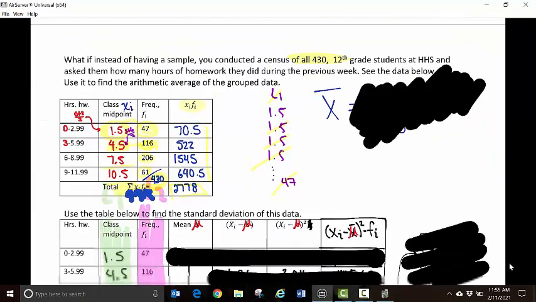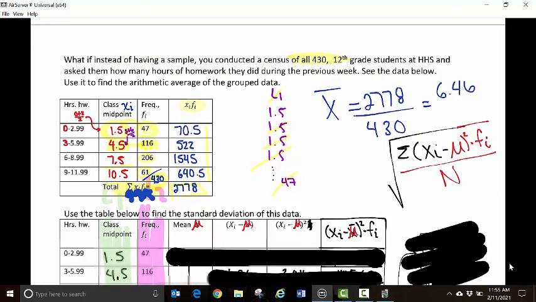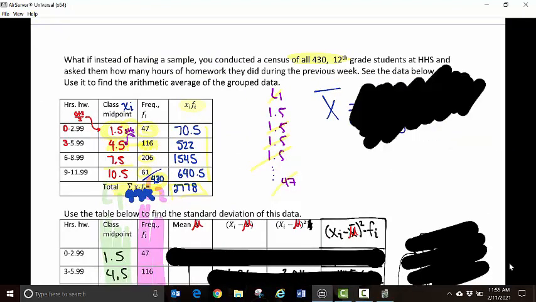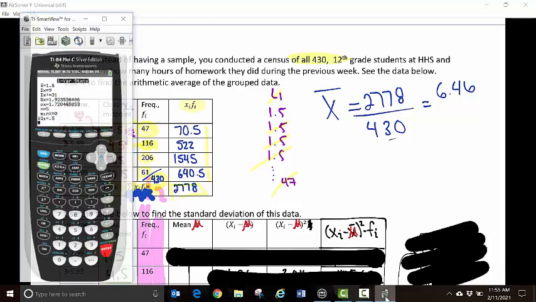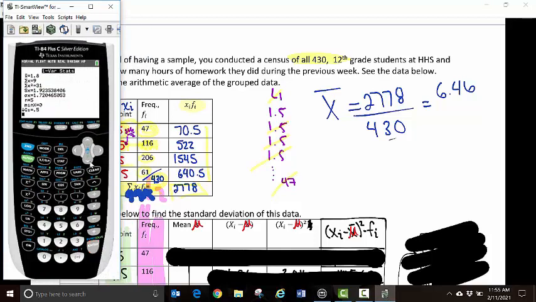If you did that, you would get this. An average of 6.46. Now here again, you need to know how to use the formula, but I am 100% okay if you take the whole homework and you do it in your calculator.